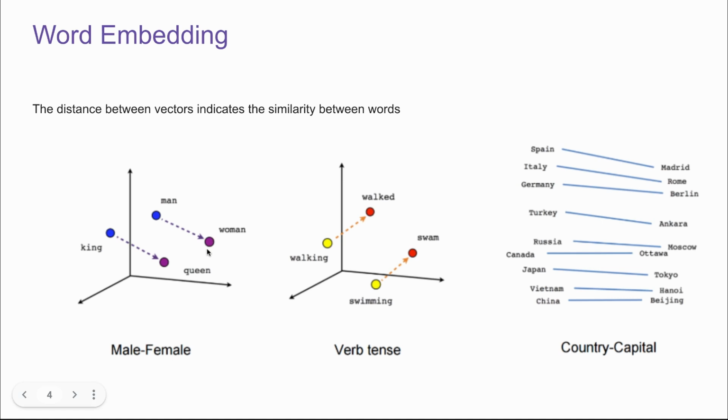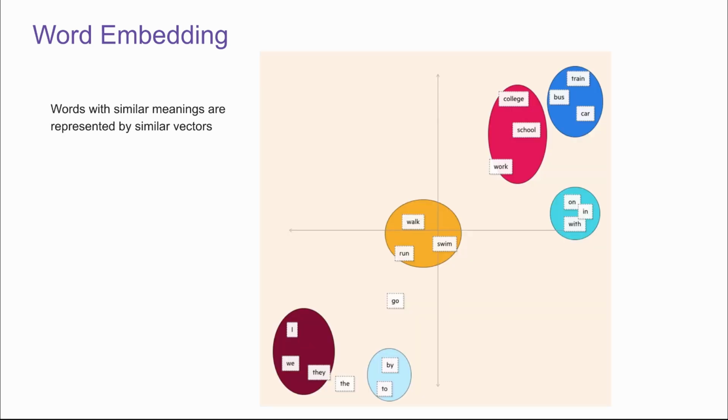It captures real relationships in the real world, similarly to walking and walked, swimming and swam, and then the country-capital relationship. The distance between the word embeddings is a vector, and it indicates some kind of relationship. Next one is that words with similar meanings are represented by similar vectors. In the end, it aggregates similar entities into very close clusters.